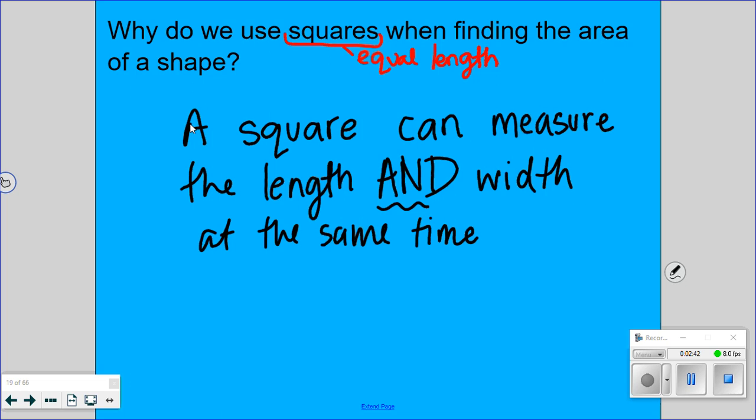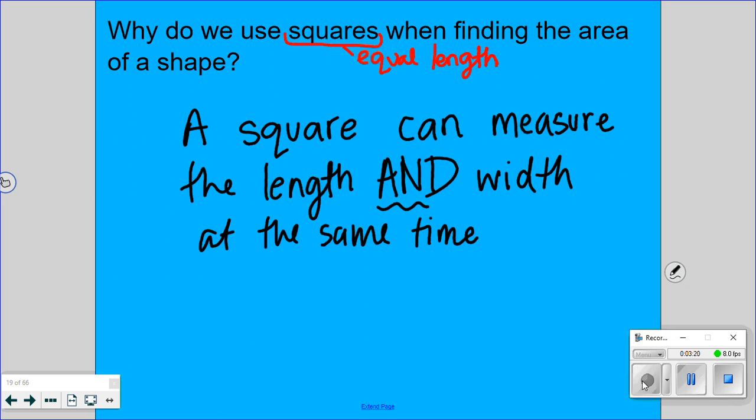Think about if I asked you to measure your desk with a phone. That's a rectangle. Would you line it up like this? Or would you line it up like this? Well, now you kind of have to decide. Usually you would put it this way. So this is why we use squares. That way we don't have to think about it. It's all going to be the same length, no matter which way we turn that square. Only different sizes.